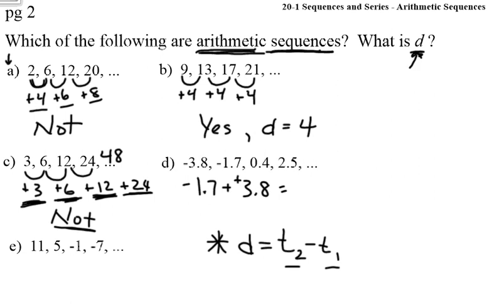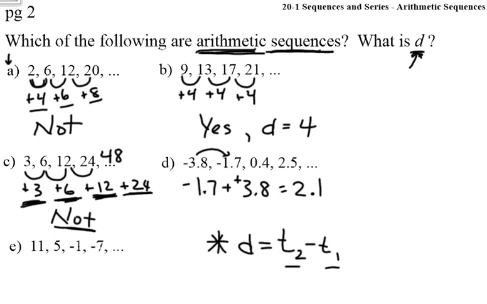Negative 1.7, subtract negative 3.8. Don't forget your change for integer work. We have a D value of 2.1. So from here to here is 2.1, but we have to make sure it works for all of them.